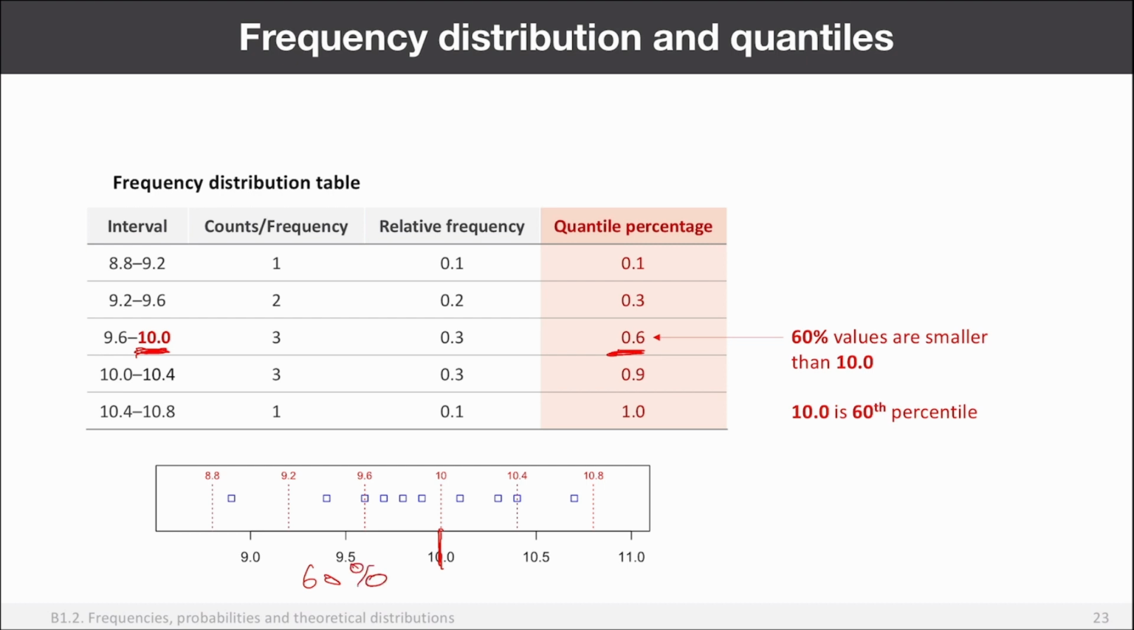But on the other hand, how can we compute it? We need to take the relative frequencies all up to this, and then simply sum them up, right?